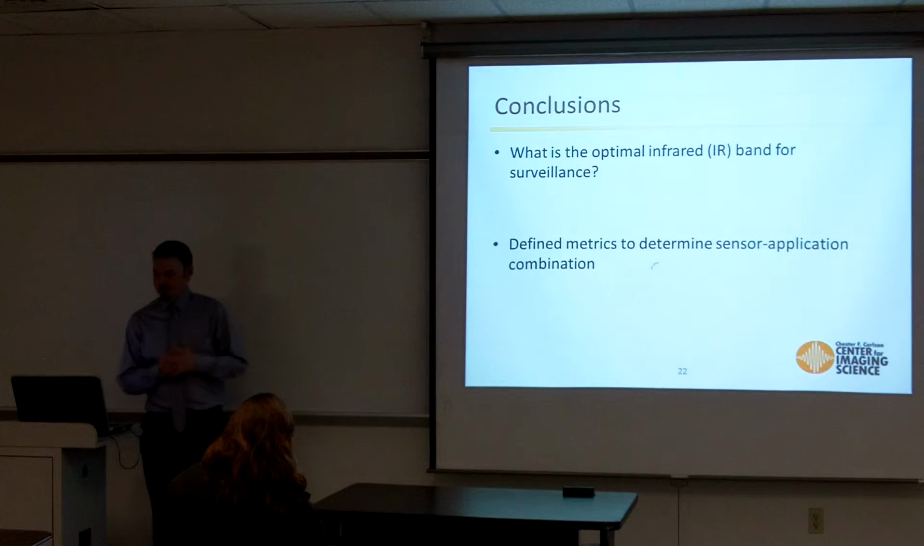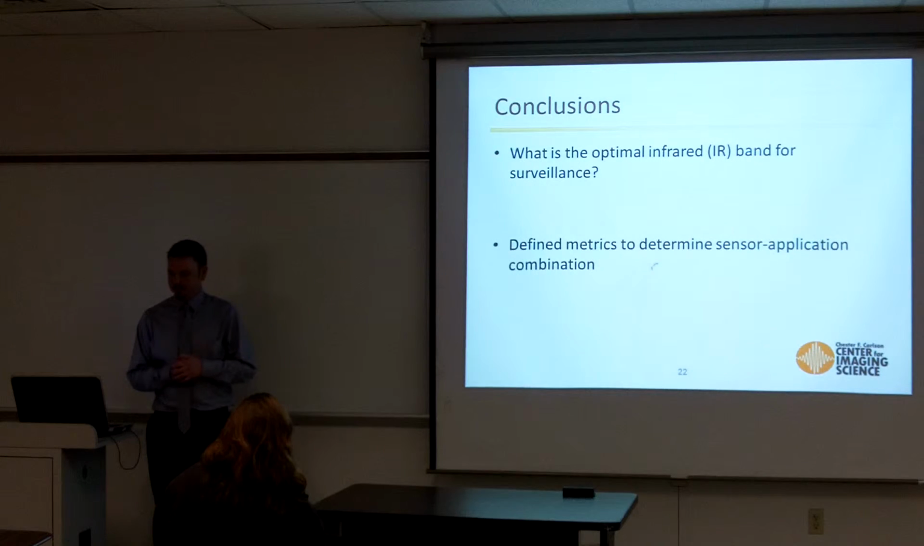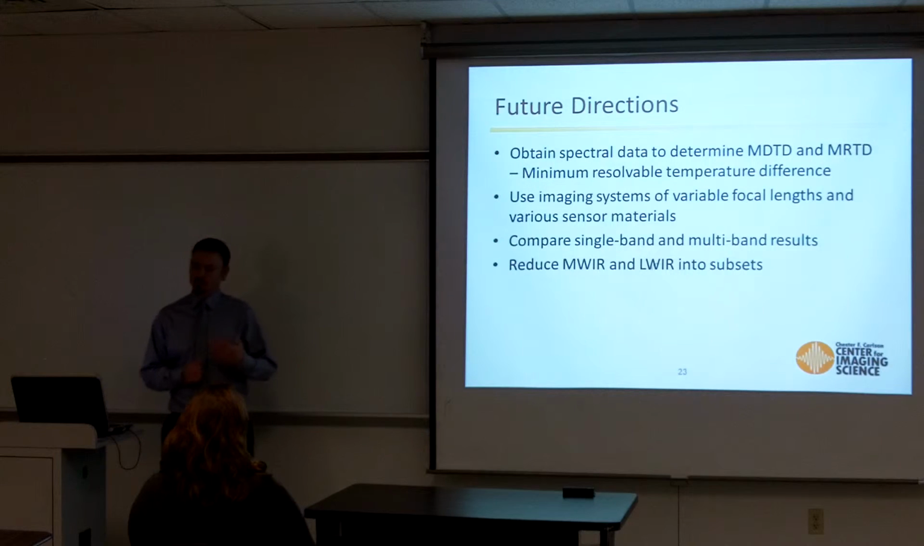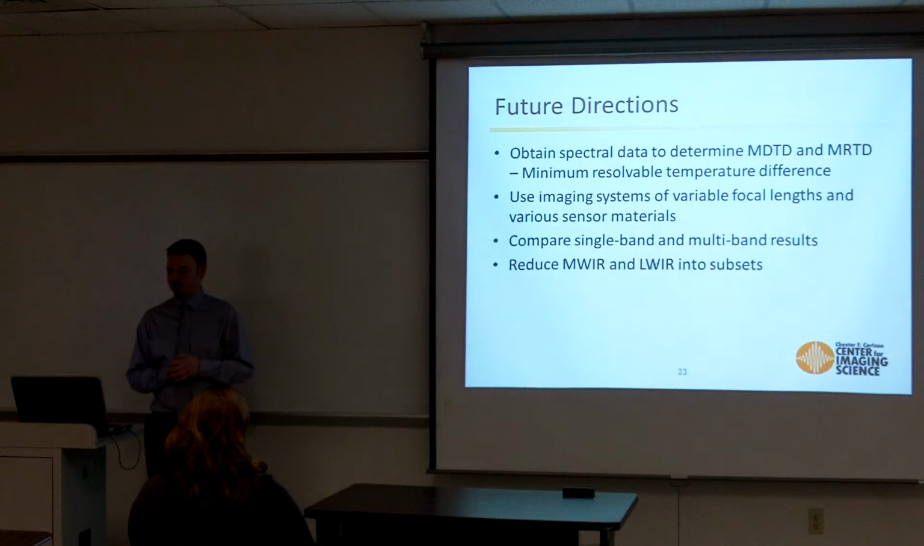So, conclusion: what is the optimal IR band for surveillance? With the data I had, I can't conclude that. Both IR bands looked pretty good. But I think I've defined some metrics and some methods to move forward into some final work to make a better process of how to determine that. To do that, I would really like to obtain the spectral data. To do that even more, I can do the MDTD and the MRTD, the minimum resolvable temperature difference, to see if there's any correlation with that.